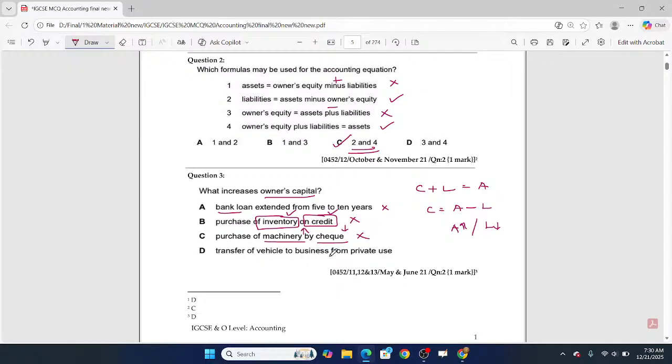Transfer of vehicle to business from private use. Okay. A privately used asset is transferred for business use. Then it is nothing but vehicle debit to capital. Because of transferring his personal vehicle, the vehicle asset is increasing. Simultaneously, capital is also increasing. So D is the correct answer. Is that clear?